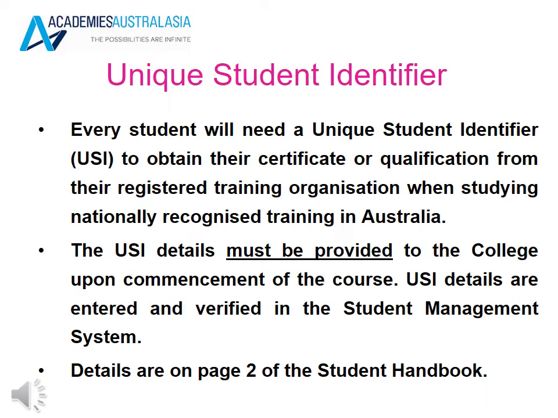Every student will need a unique student identifier or USI to obtain their certificate or qualification from their registered training organisation when studying nationally recognised training in Australia. The USI details must be provided to the college upon commencement of the course. USI details are entered and verified in the student management system. Please refer to the student handbook for more details.